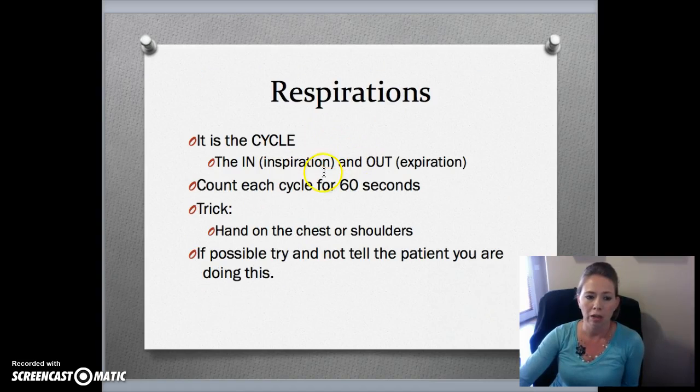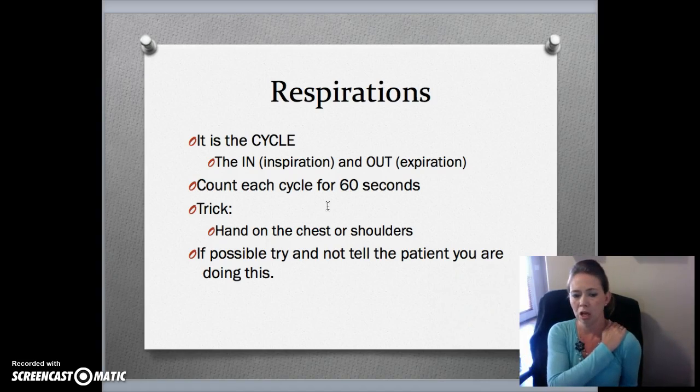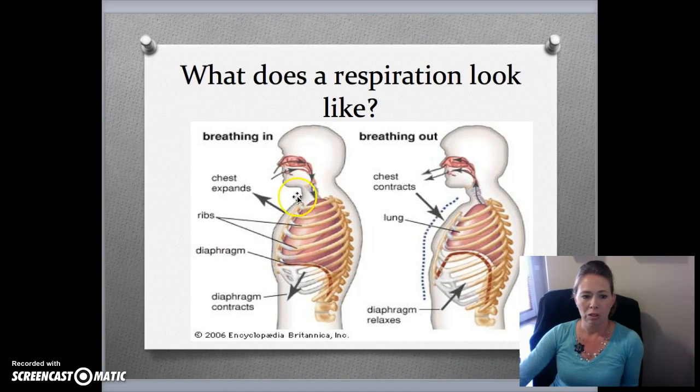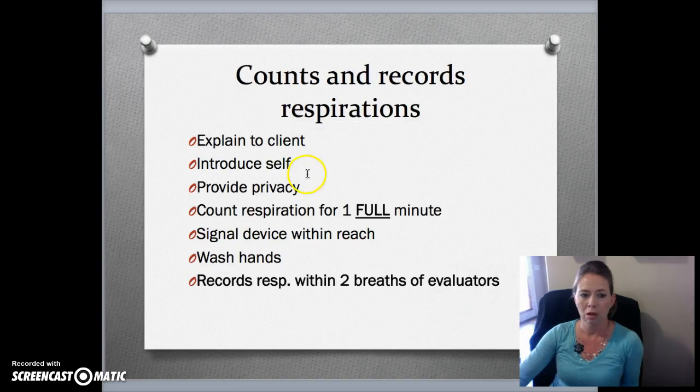Respiration is a whole cycle. It's one in and one out, so that's one cycle. You count again for another minute. If you see the person's a shallow breather, put your hand on their chest or their shoulders, and your hand will actually go up every time they breathe. And this is what the inspiration and expiration looks like. Again, that is a whole cycle.